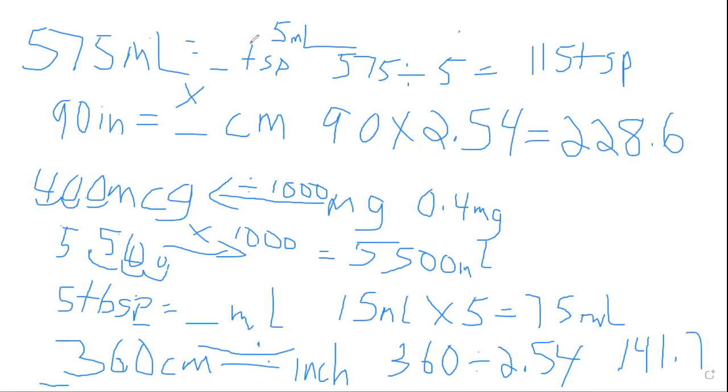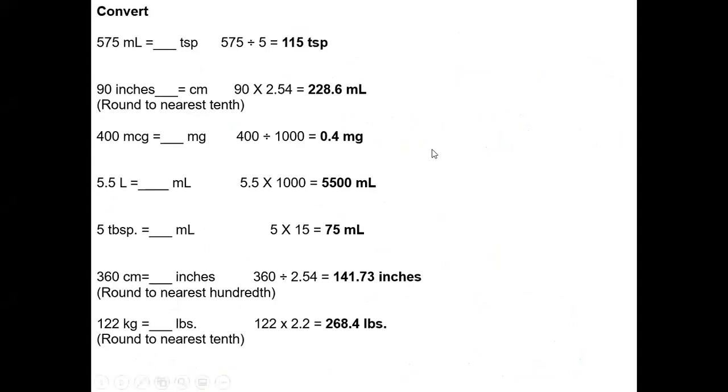Now let's go look at our answers and see how we did. Okay, so for the first one, you got 115 teaspoons. Oh, we missed one. For the second one, we got 228.6 mLs. For the third one, we got 0.4 milligrams. For the fifth one, we got 5,500 mLs. For the sixth one, we got 75 mLs. Then we got 141.73, but we rounded it to 141.7. And then we didn't do the last one, but it's there.